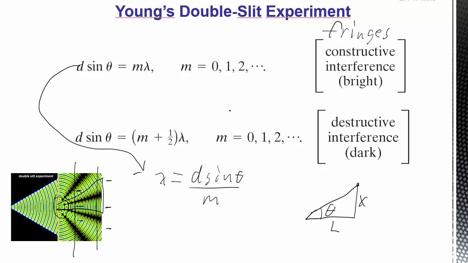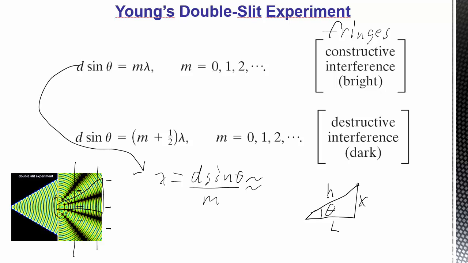Now the way I drew this, it's not going to be too convincing, but if theta is very, very small, then the difference between the length of the hypotenuse and the length of this adjacent side here, L, is going to be incredibly small. So we do what's known as a small angle approximation. Physicists actually love doing this.